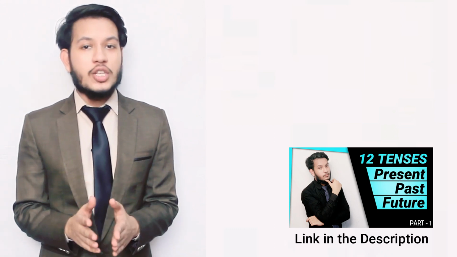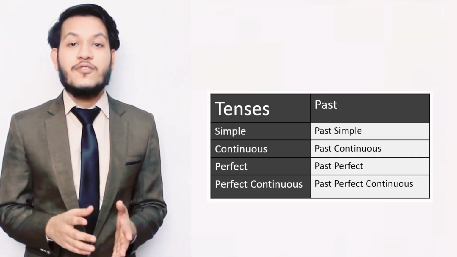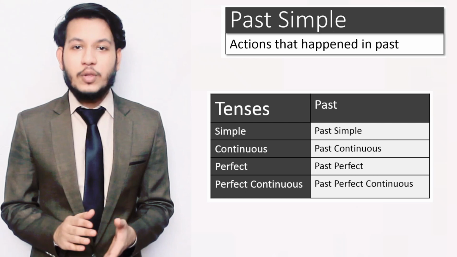In the previous video we learned present and its 4 types of tenses. If you haven't watched that video, the link has been given in the description down below. And in this video we are going to cover past and its 4 types. So let's begin with past simple.